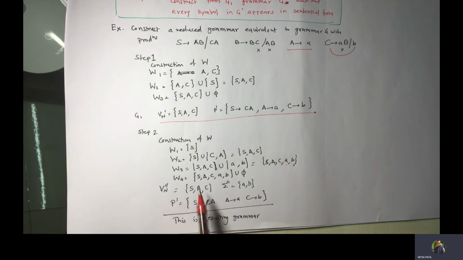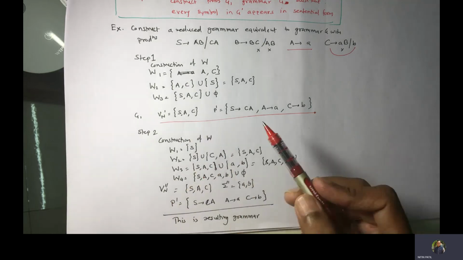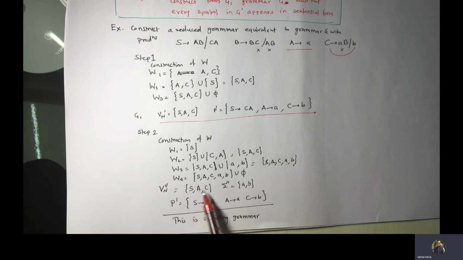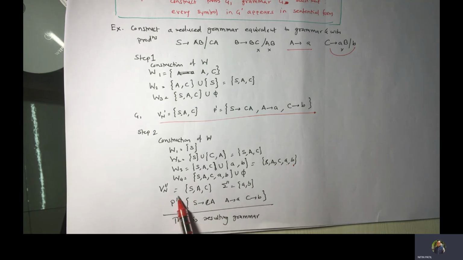We take the intersection of this set with Vn, whatever your variable set is, SAC. If you take the intersection of SAC and this, you get SAC as the variable set. Similarly for sigma, we take the sigma that you had and intersect it with this, giving a, b. We only include those productions for which the variables and terminals are available in Vn double dash and sigma double dash. So we get S gives CA, A gives a, and C gives b. That's how we construct a reduced grammar.